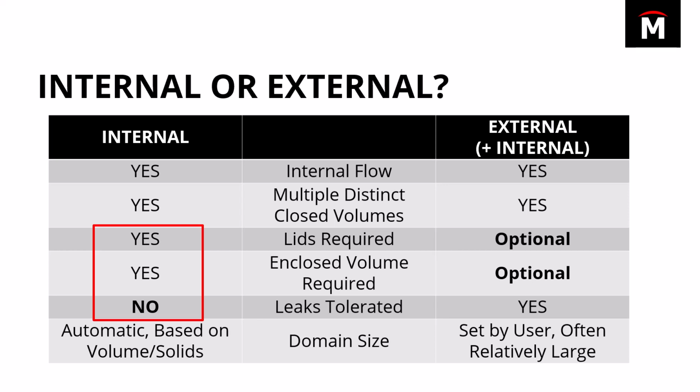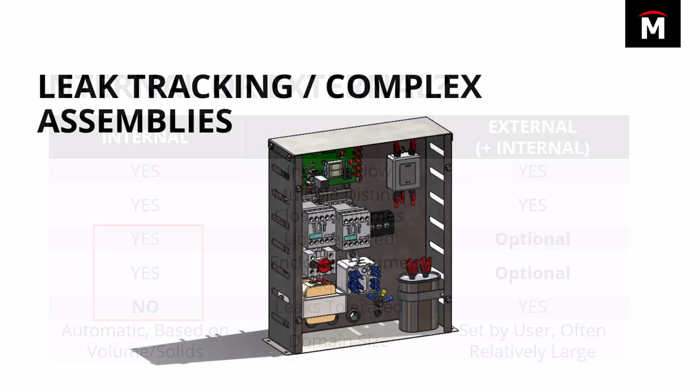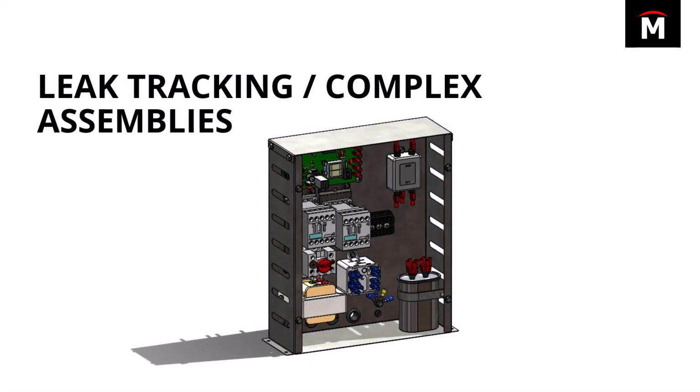Now, in an internal study, the domain size is set automatically based on the volume of what's inside the geometry and the enclosed volume that you select. So keep an eye on domain size because it's a clue as to what might be going wrong. In an external study, it doesn't matter because it's completely set by you, so you'll have to kind of worry about that separately. So let's jump into this really complex assembly and see what we can do to try to analyze it.